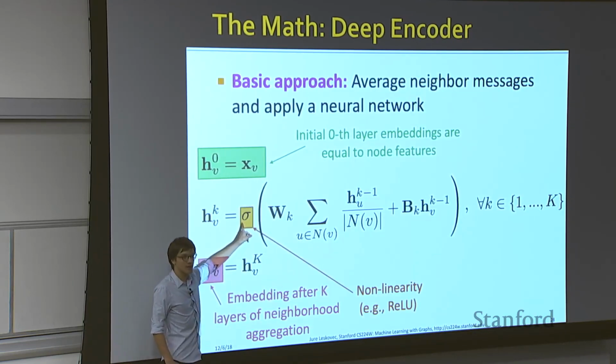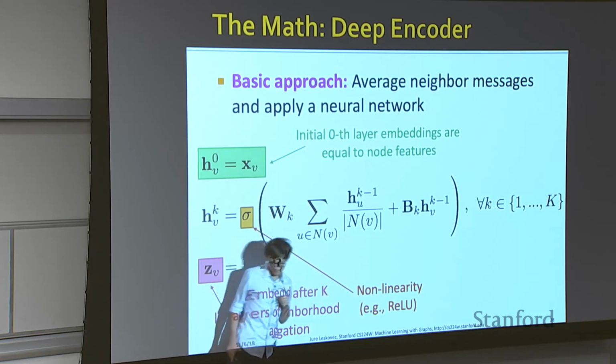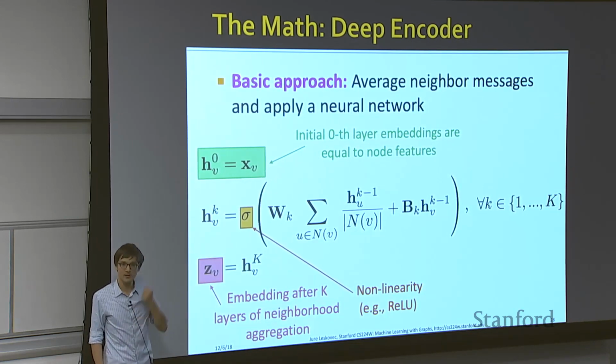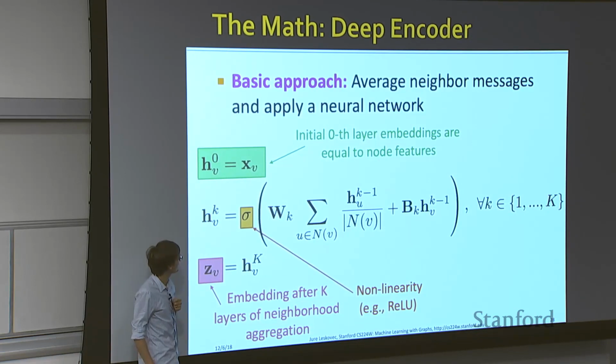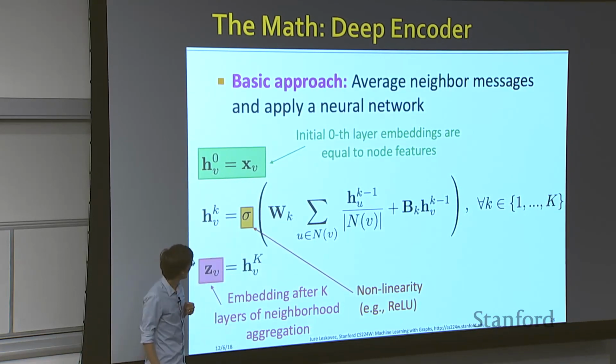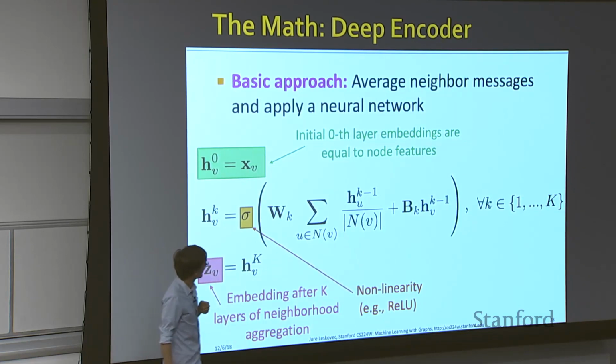Now we need to explain what is happening here. Sigma is a nonlinearity, usually a rectified linear unit. That's the thing that people like to use the most. Now, what is happening in here? The way to think of this is the following.